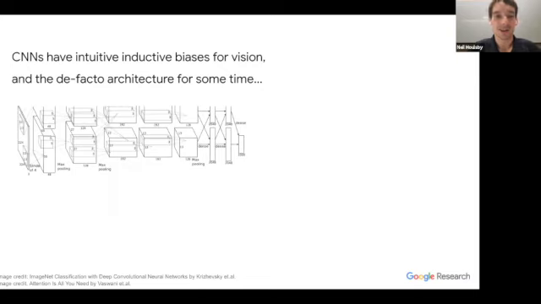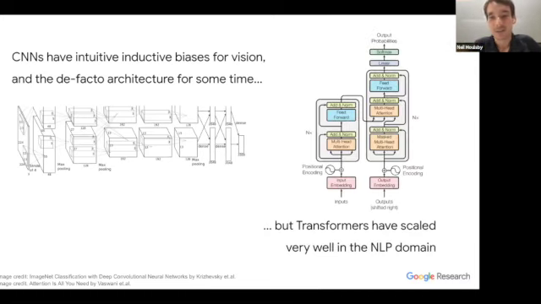So clearly CNNs have been the de facto architecture for quite some time, and they have a lot of inductive biases that are incredibly intuitive for computer vision: convolutions and parameter tying, moving this kernel over the image, pyramidal feature maps as well. However, in recent years, while LSTMs and RNNs contain a lot of inductive biases for the modeling of text, transformers, partly due to their ability to scale, have become the de facto model for NLP.